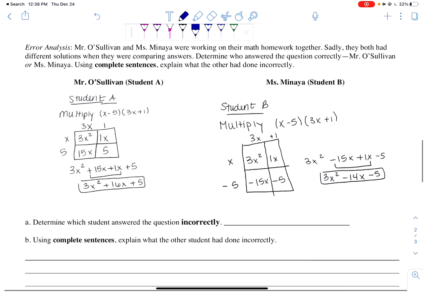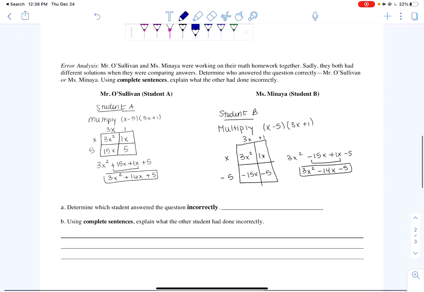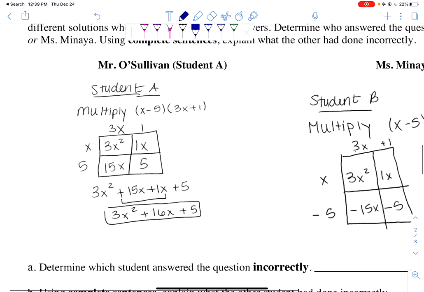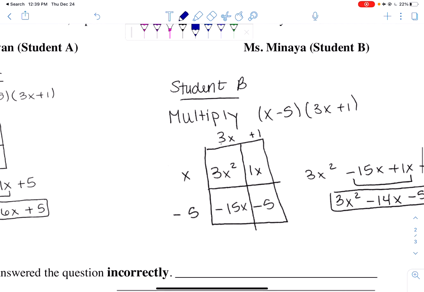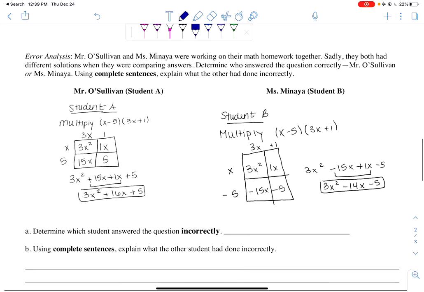Now, error analysis. Mr. O'Sullivan and Miss Minaya were working on their math homework together. Sadly, they both had different solutions when they were comparing answers. Determine who answered the question correctly, Mr. O'Sullivan or Miss Minaya. Using complete sentences, explain what the other student had done incorrectly. So if you look, they both had the same problem. They had to multiply x minus 5 times 3x plus 1.